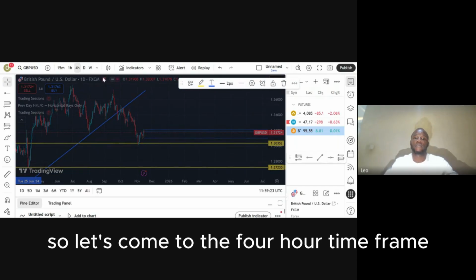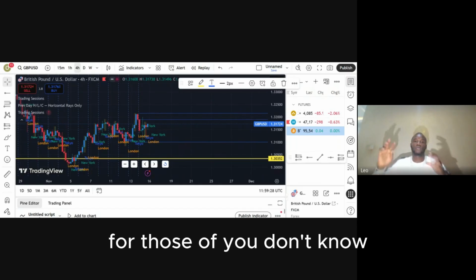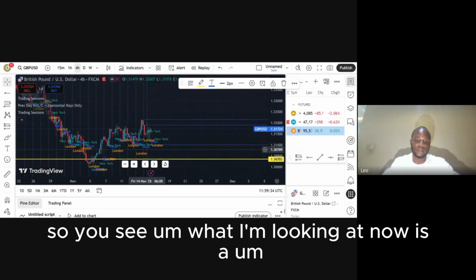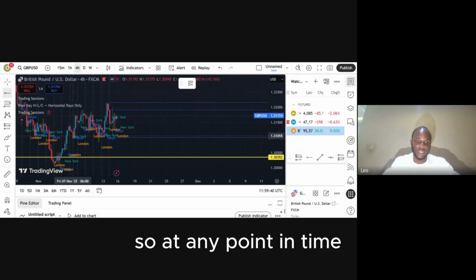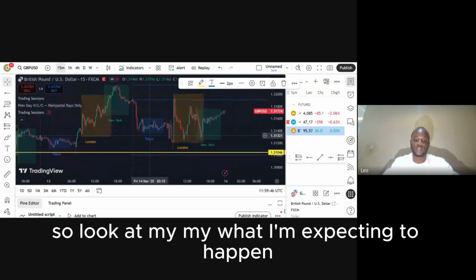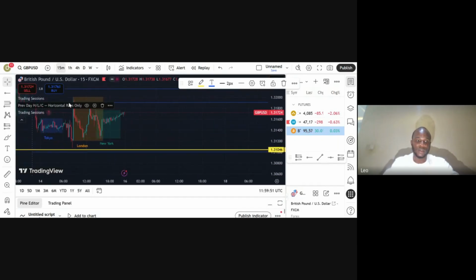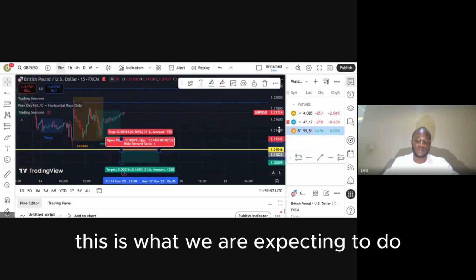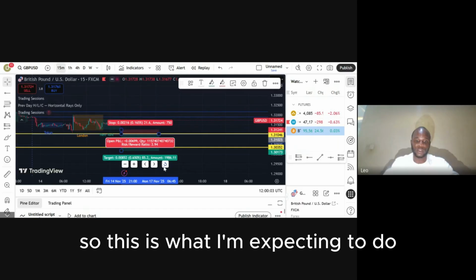So now let's come to the 4-hour time frame. I'm expecting that those key zones, for those of you who don't know, are where the market has tested multiple times. What I'm looking at now is that the market should be able to take off this low. At any point in time, if the market breaks this level, then I'll go for my entry. So look at what I'm expecting to happen. Because we are looking for the sell, this is what we're expecting. The market never moves in a straight line.